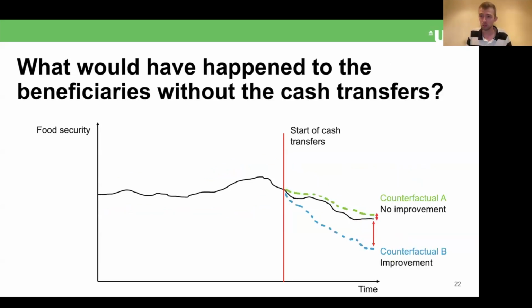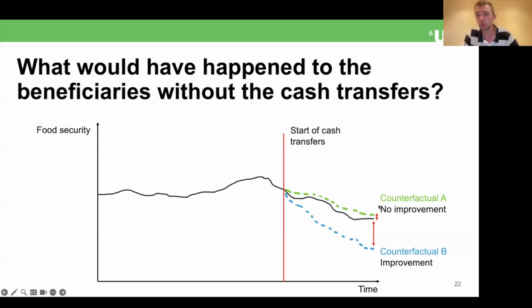What we really want to know is what would have happened to the people that received the cash, the beneficiaries, if they had not received the cash. So we want to know, for a family that was receiving cash during this cash transfer program, what would have happened to them if they were not part of it, and make that comparison. But that is, of course, impossible because you can't be part of the program at the same time as not being part of the program. Either way, this is what we are aiming for here.